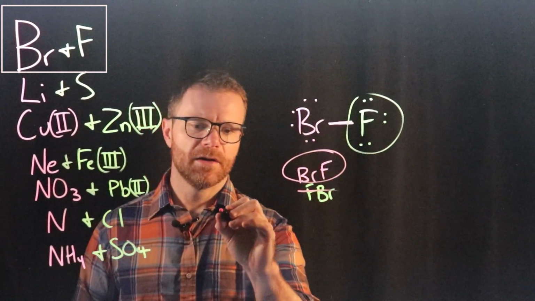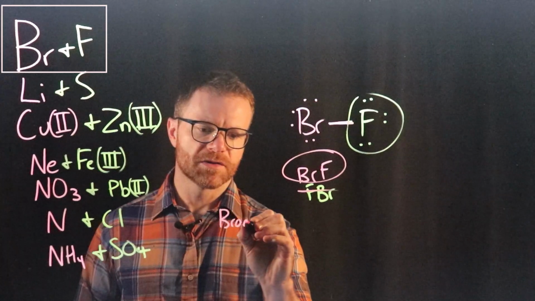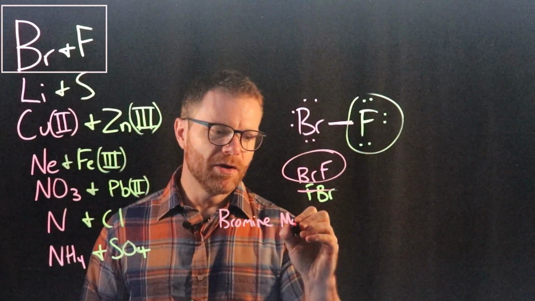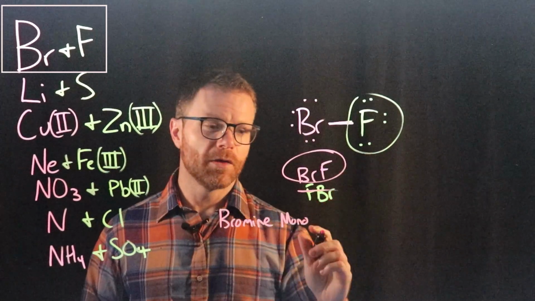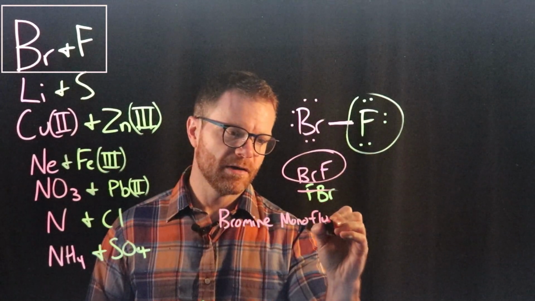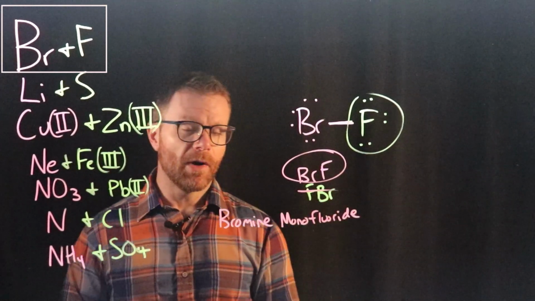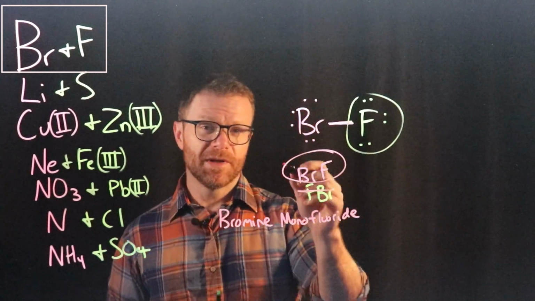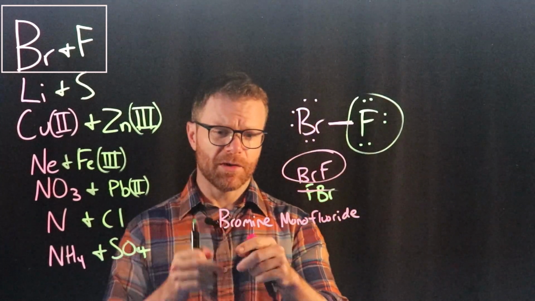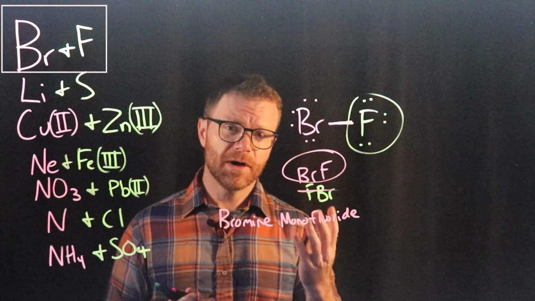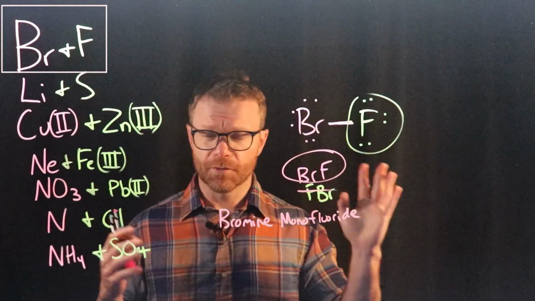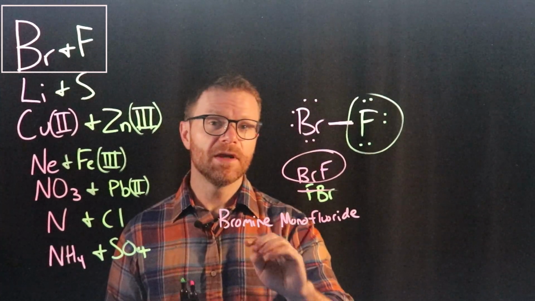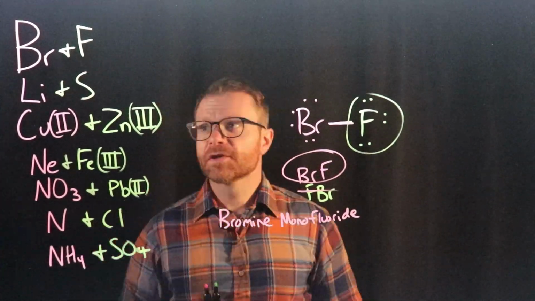What are we going to call it? Bromine, because there's only one bromine. And then we have to call this monofluoride, because there's one fluorine. Now, why don't we call it monobromine monofluoride? Well, because for the first element in the name, you don't have to mess around with mono if there's only one of them. You do have to use prefixes if there's 2 or 3 or 4 or whatever, but if there's one, you can just call it the elemental name itself, bromine, and then monofluoride.